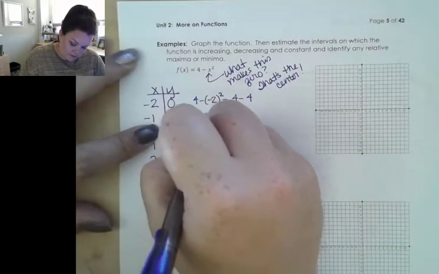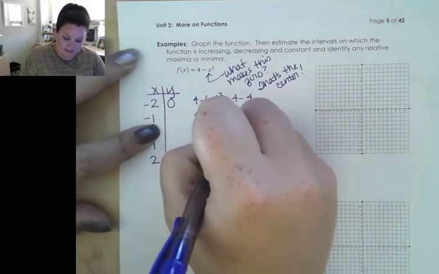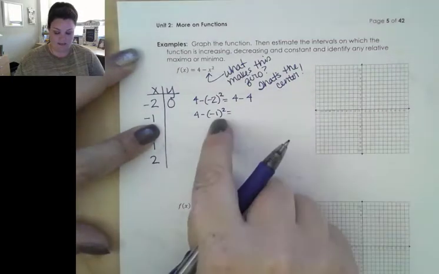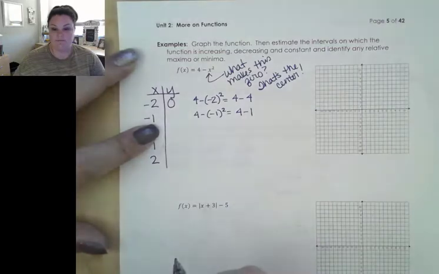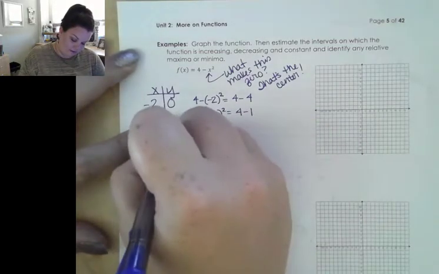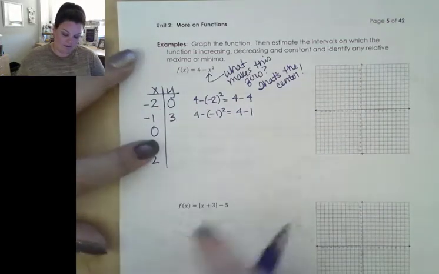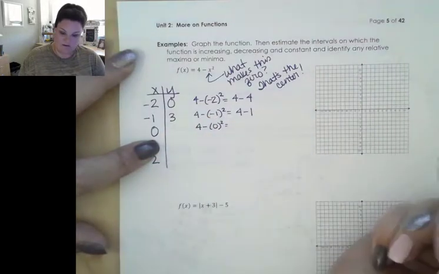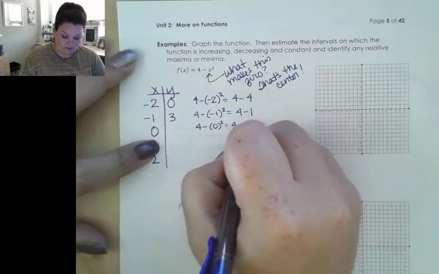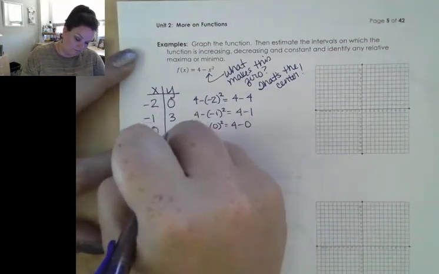Plug it into the function: 4 minus -1 squared. Again, we square first, so that gives us 4 minus a +1, and 4 minus 1 is 3. Then I plug in my 0. 4 minus 0 squared is just 4 minus 0, right, which is just 4.